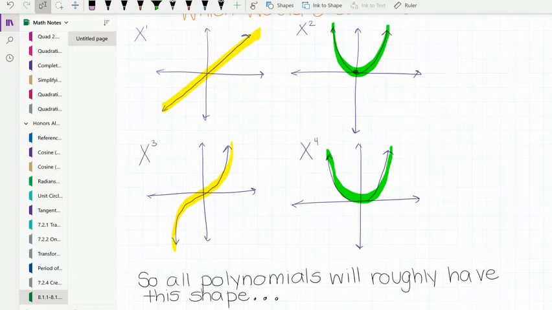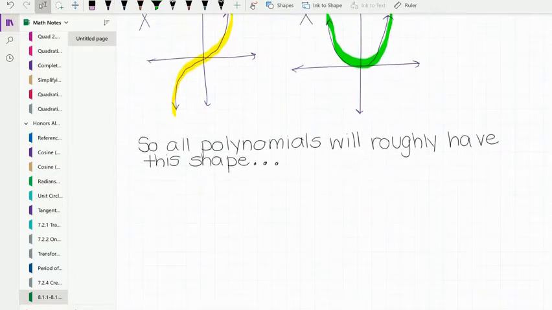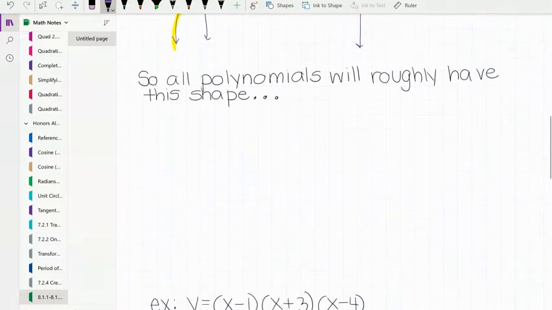So what I'm going to do is summarize this information into a smaller amount so it's not so overwhelming. If we have an odd degree that's positive, you just need to know that it will start down and end up. So let's say it's x to the 7th degree. It will do many things in between, but you know it will start down and it will end up.